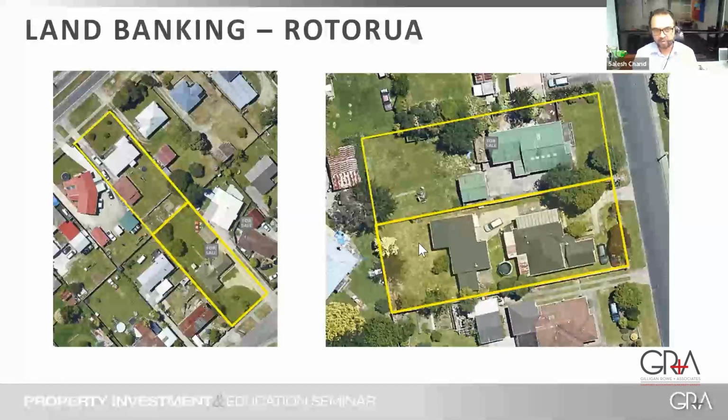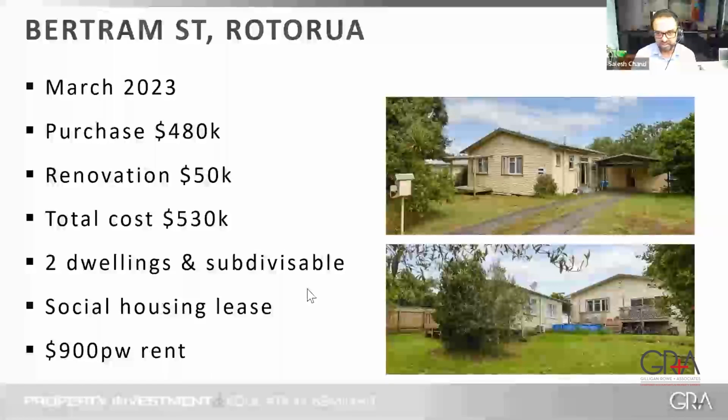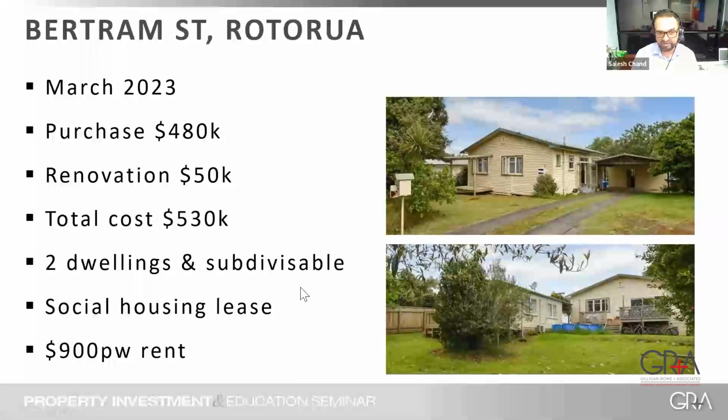So this is what we do. Cash flow investing, positive, land banking. These are examples of our properties. Some of our current strategies in the market, and some of the current things we're doing. So this is our latest purchase. We bought in March 2023 for $480,000. We spent $50,000 on renovating. Total cost was $530,000. 2 dwellings. We can subdivide that. It's rented to a social housing provider at $900 per week.